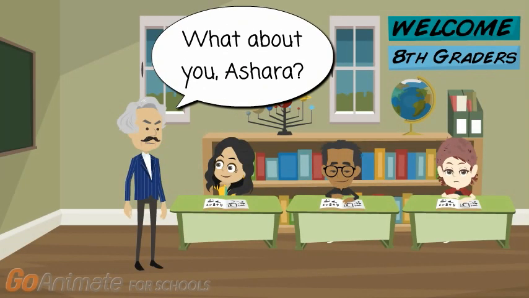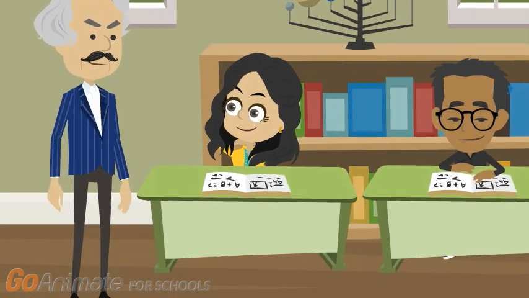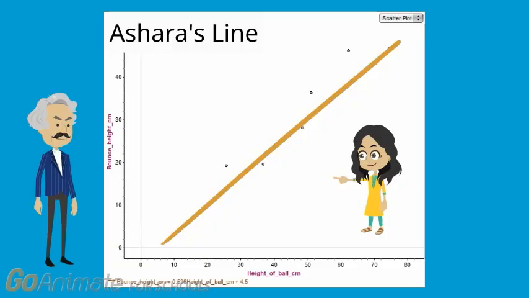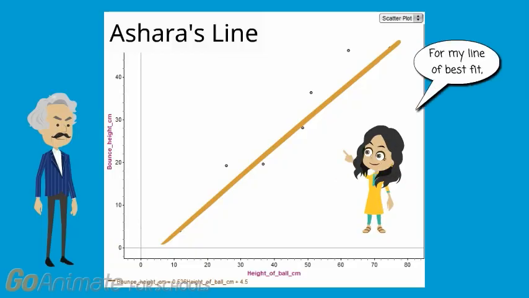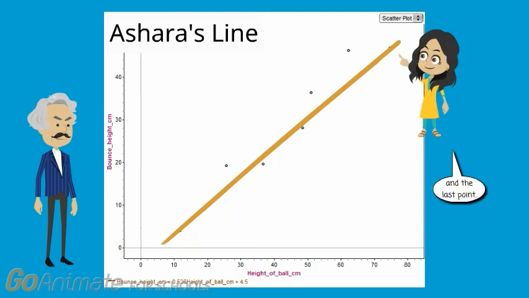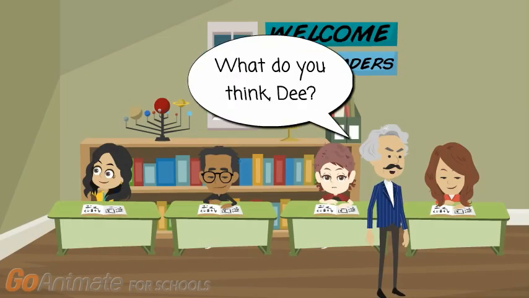What about you, Ashara? For my line of best fit, I put the line through the first point and the last point. What do you think, Dee?